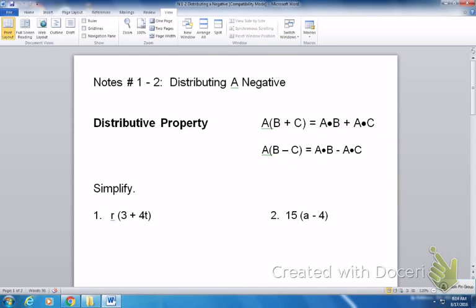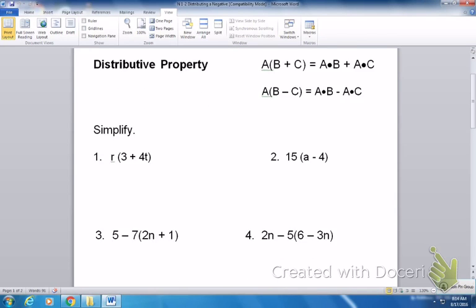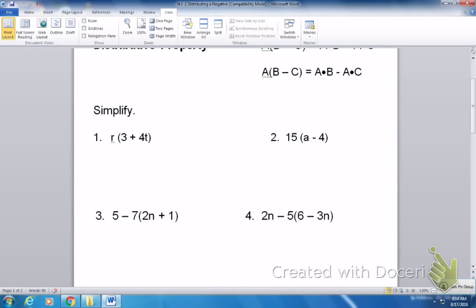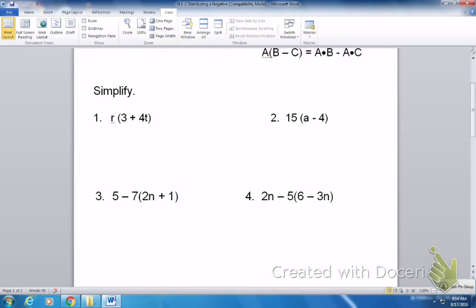Let's look at number one. I want to look at the directions. It says simplify. It doesn't say solve or do anything like that. It just says to simplify. So we're going to do our distribution, combine anything we can, but we're going to end up with answers that still have variables.